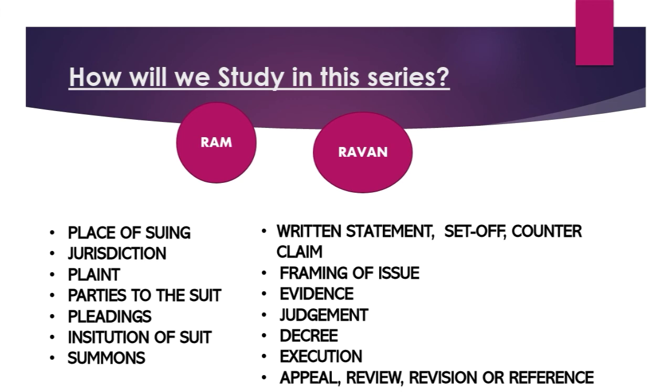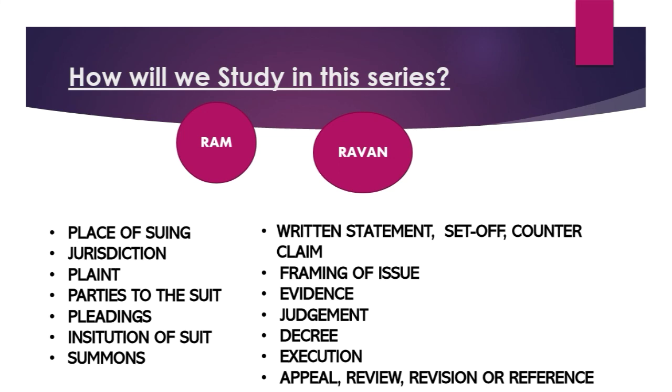Suppose the decree is in favor of Ram. So what will be the next procedure for Ram? And suppose Ravan has lost the case. What will be his next step? If Ram has won the case and has been given the reliefs he claimed before the court, then he will go into the execution procedures. Now as Ravan has lost and he is not happy with the decision of the court, what will be the reliefs? What doors are open for him? He can go for appeal, review, revision, or reference, whatever is suitable.